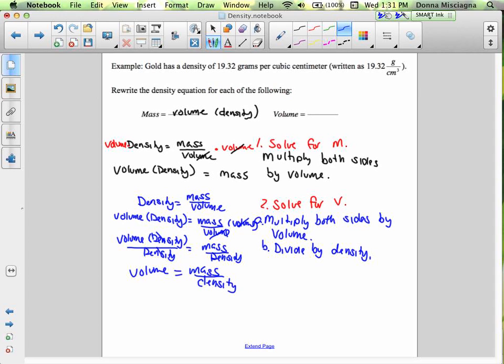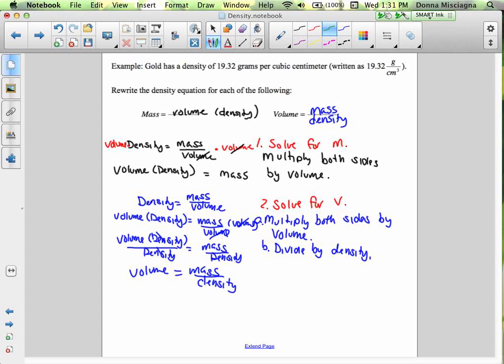So if what we're looking for is volume, not density, we could take the mass and divide by the density, and we would have the volume. Let's see what the problem above is asking us to find. Gold has a density of 19.32 grams per cubic centimeter. Rewrite the density equation for each of the following. So we've rewritten it in general. Let's rewrite it for the particular problem.